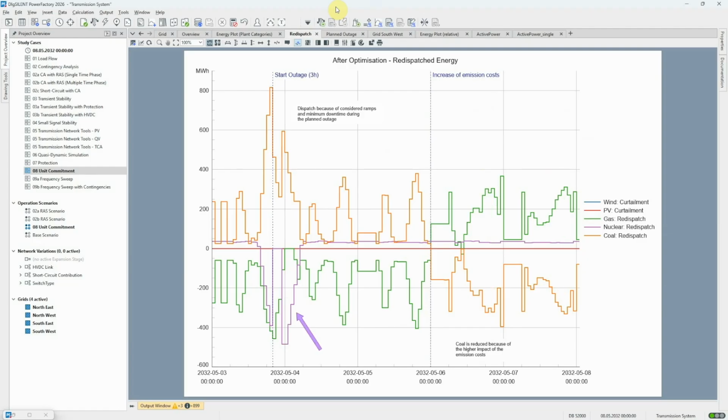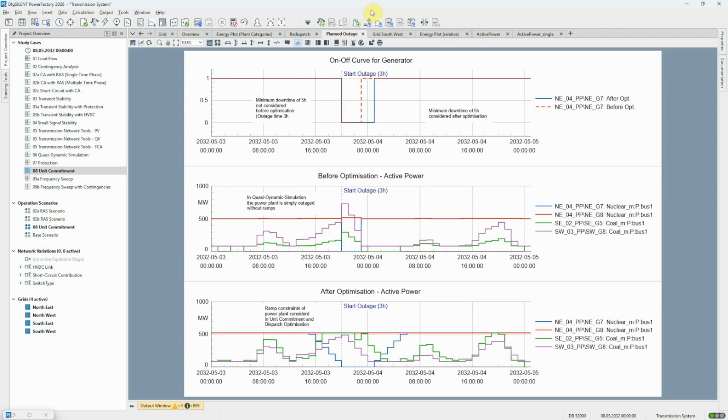And the effect of the planned outage of the transformer of the nuclear power plant can be seen. The missing infeed is compensated for by coal power plants. When we look at the outage in detail, we can see that the ramps and minimum downtime are only considered in the unit commitment and dispatch optimization and not in a simple quasi-dynamic simulation. The downtime is extended by 2 hours to meet the required 5-hour downtime for the power plant.